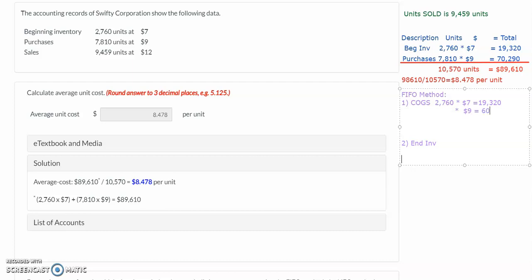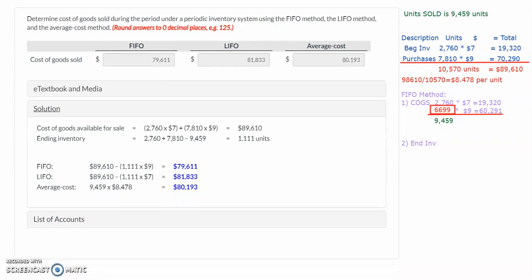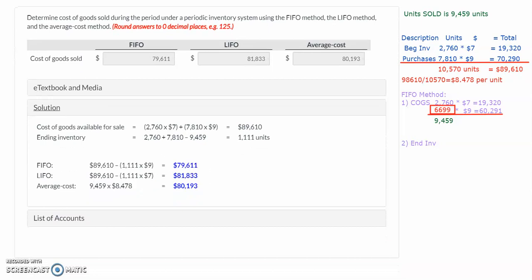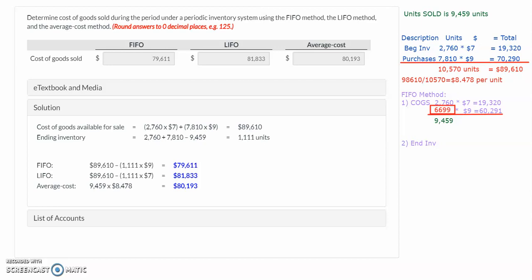Okay, so we have 60,291. So the last step for your cost of goods sold is just to add up these two numbers. So that's going to be the last thing that you need to do, and you can go ahead and do that in your calculator. And what you should end up with is the number that we have in our problem, which will be 79,611.